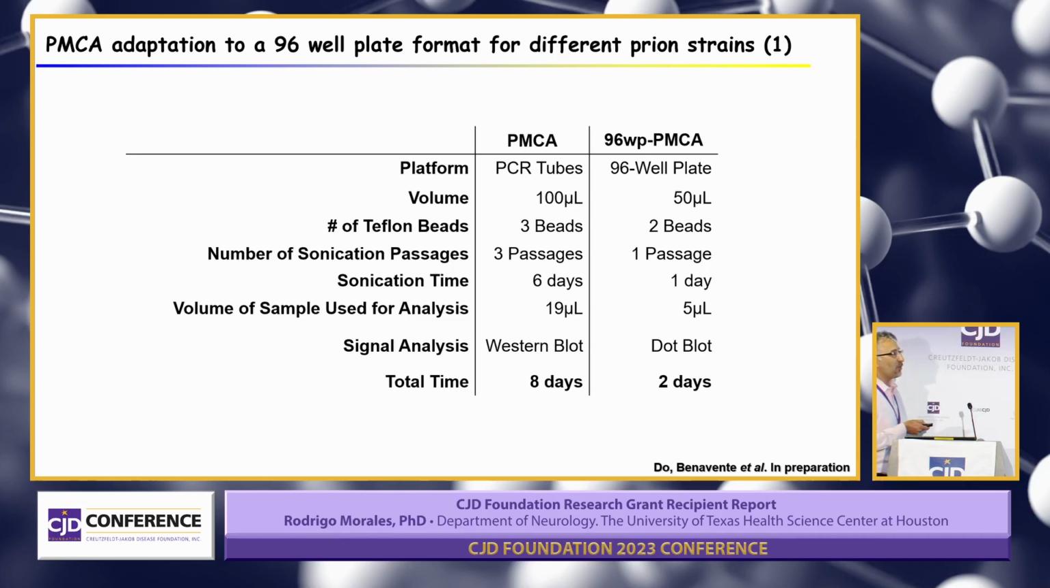So, for example, when we try to go from PCR tubes to 96 well plates, it's not just to take a plate and do it. The different plates have different materials, the efficiency is different, so it was a lot of work. We were able to identify the specific plates. We were able to reduce the volume to have reproducible results. We were able to reduce a lot of the components of the PMCA, but most importantly, we were able to reduce the whole process to 2 days.